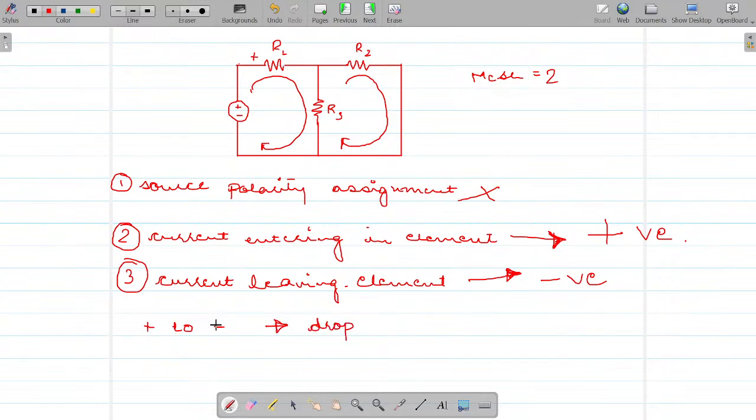Something is at a higher potential, we are going to a lower potential. What will we experience? A drop. How is it signified? With a minus sign. I'll tell you what I'm talking about. For now, just hear me out.